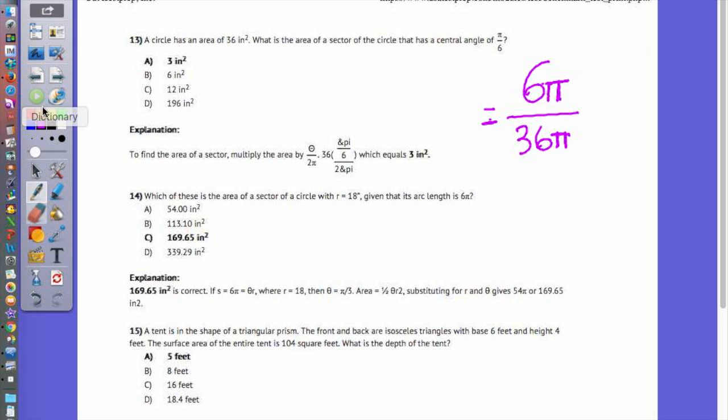I'm now going to simplify that. And I'm going to divide the top and the bottom both by pi. And 6 over 36 simplifies to 1/6. So basically, I'm dealing with a circle. And the length of that circumference is 1/6 the total. That means that's going to create a sector that is 1/6 of the entire circle.